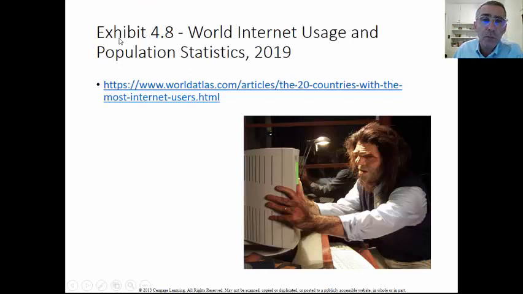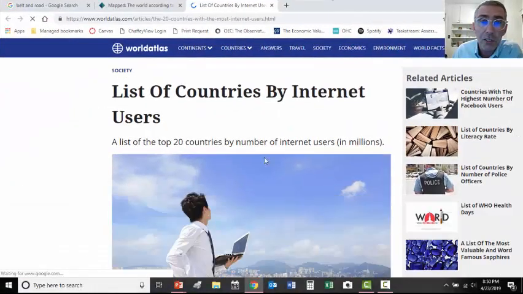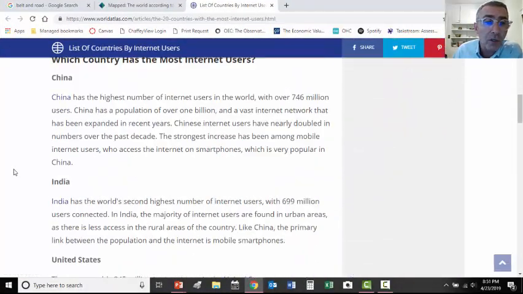World Internet Usage and Population Stats 2019. Apologies, again, the book is a little bit outdated, so I updated this. The 20 countries with the most internet users. Again, think about that. I want you to ask yourself, who do you think in the world has the most internet users? And obviously, that is critical information to anyone engaged in international marketing, right? And so what are we going to have here?